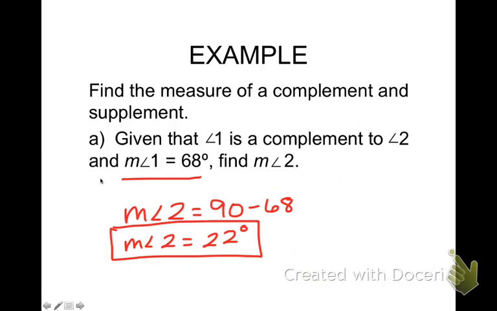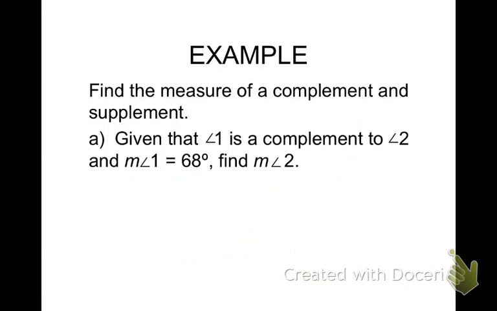Pretty basic math, subtracting numbers. What would be the supplement for part B? So if they're telling us that 3 and 4 are supplementary, the measure of angle 4 is 56. How am I going to find the measure of angle 3? What am I going to do?